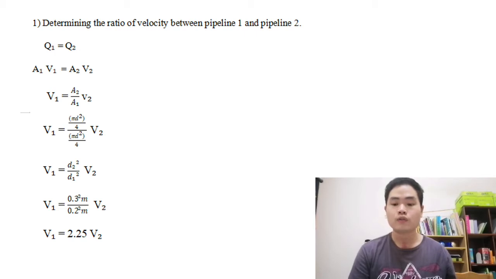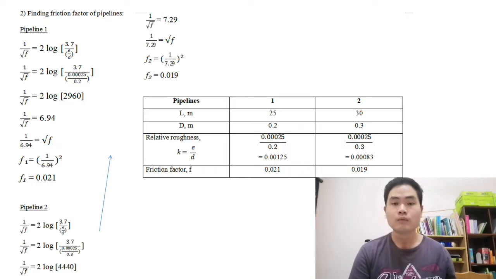Okay, next we have to find the friction factor. We use Colebrook method because it is a fully rough pipe. The formula is 1 over root F equals 2 log of 3.7 over relative roughness. Relative roughness is E over D, and we substitute in everything, we get the friction factor for pipe 1 is 0.021 and pipe 2 is 0.019. So the next part.